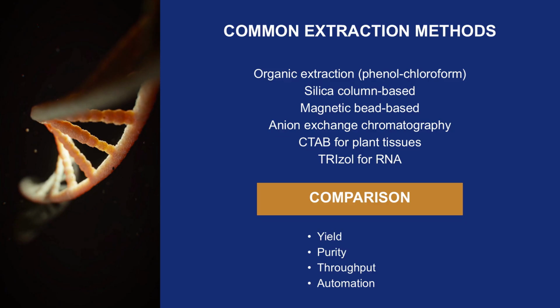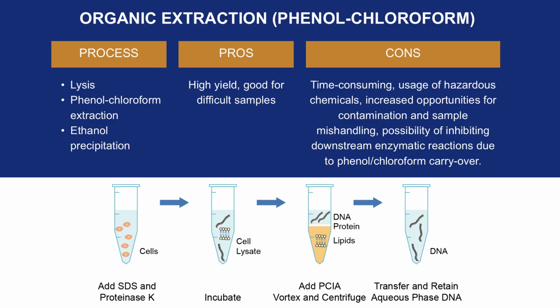Let's start by revisiting the traditional organic extraction method. This method uses phenol and chloroform to separate nucleic acids from proteins and other cell components. It offers high yields and is quite effective for tough samples. However, the process is labor-intensive, requires hazardous chemicals, and is not suitable for automation. Given these limitations, many laboratories now prefer safer and faster methods.